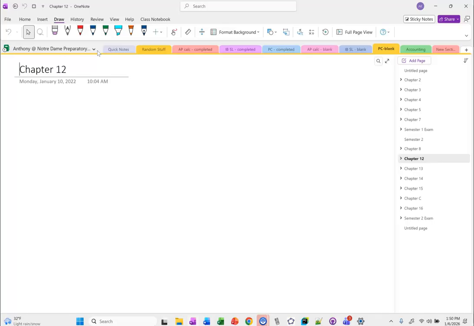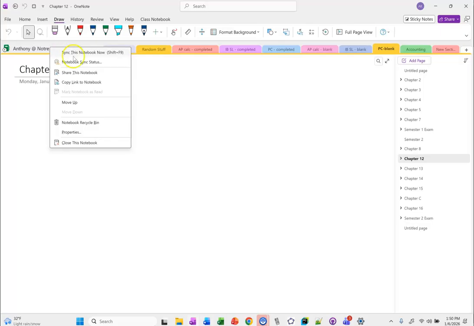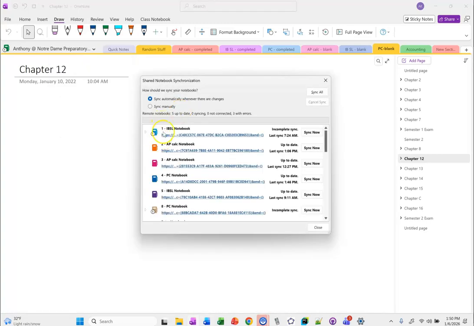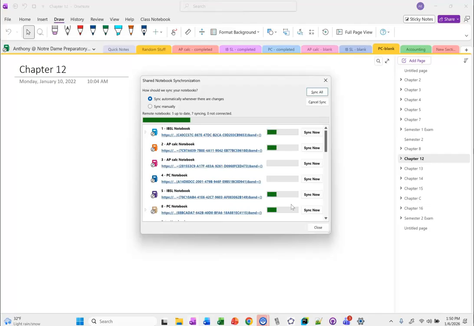To sync your notebook, you just move your mouse onto the notebook name, and you hit sync this notebook or sync status. I like to do sync status because it gives me the bars. You just hit sync all, and then it shows you progress. Once those are all green, everything should be synced through, and you can close your OneNote out. Then you'd send me an email, like, hey, I don't think I synced my notebook. I just did it. Can you recheck my homework? And I'll usually give you a thumbs up back when I do it.